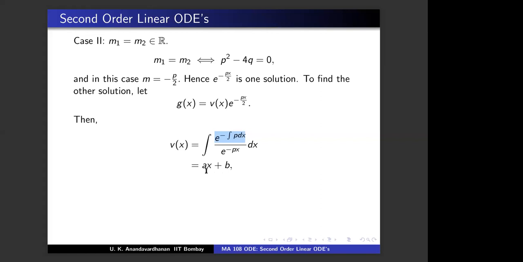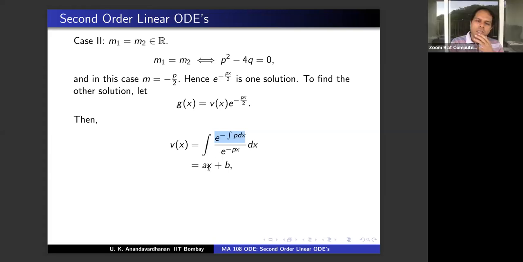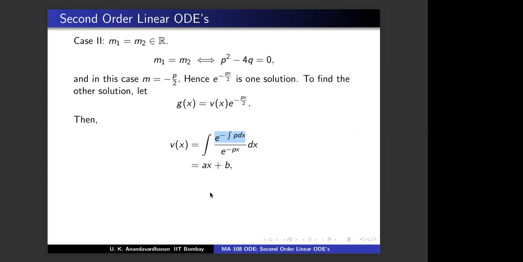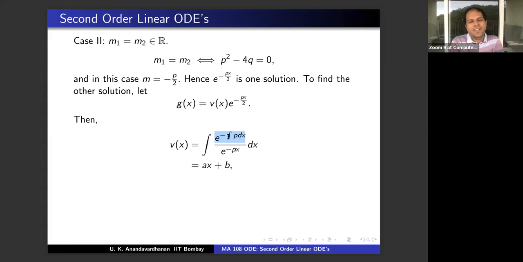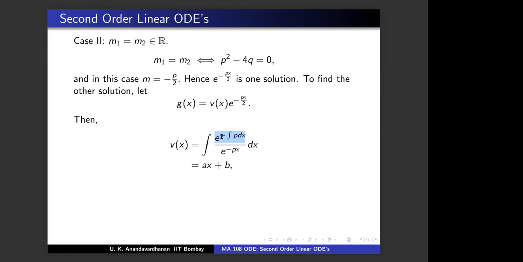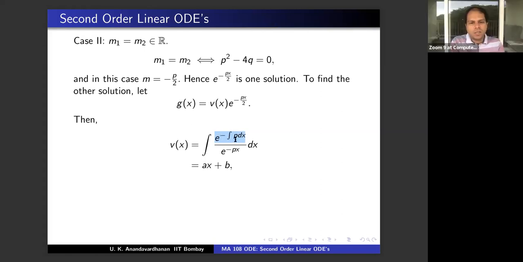Why did I write ax and not just x? Can you tell me? It's because e power minus p dx gives a constant. Absolutely. So this is integral dx, this is minus integral dx, which is minus x plus a constant. So this is e power minus px times a constant, let me call it a. So this is integral a dx, which is ax plus another constant, ax plus b. All of you agree? So you will get v(x) to be of this form.